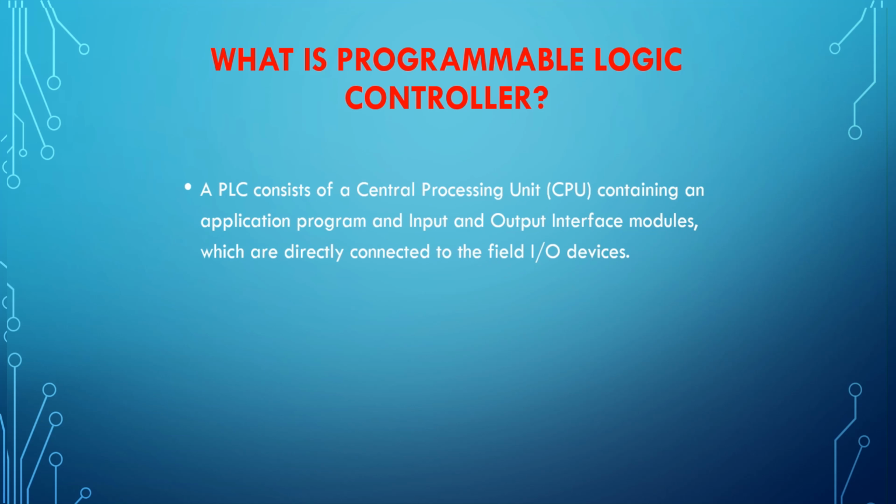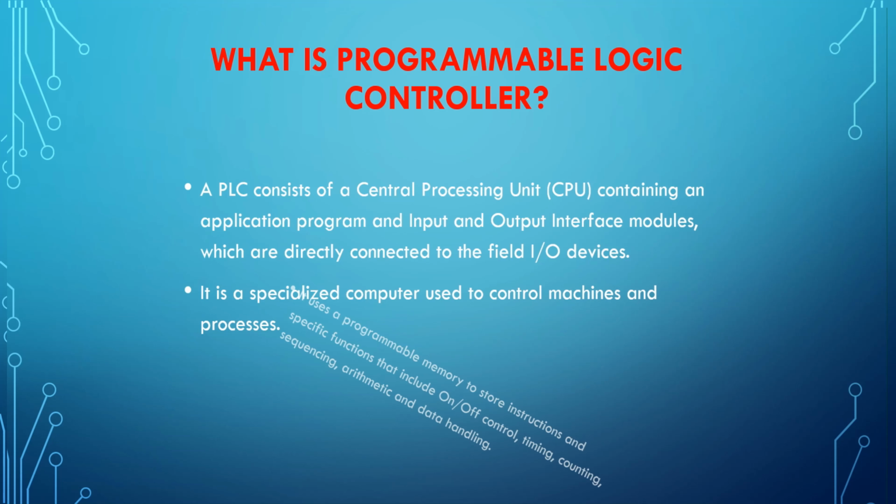A PLC consists of a central processing unit containing an application program, and input and output interface modules. It is a specialized computer used to control machines and processes. It uses a programmable memory to store instructions and specific functions that include on-off control, timing, counting, sequencing, arithmetic, and data handling.